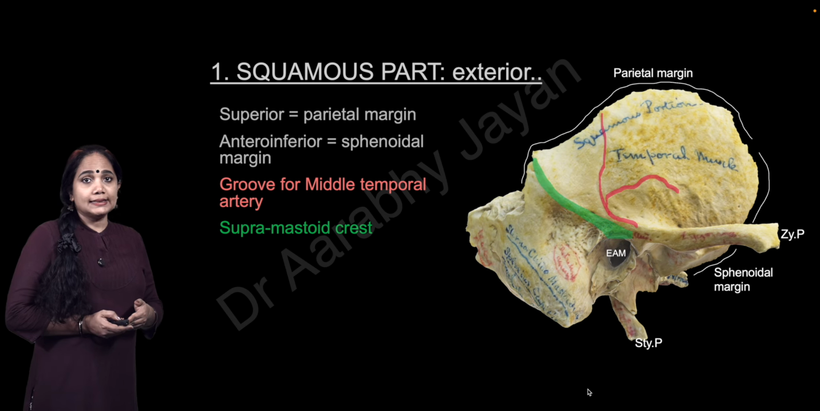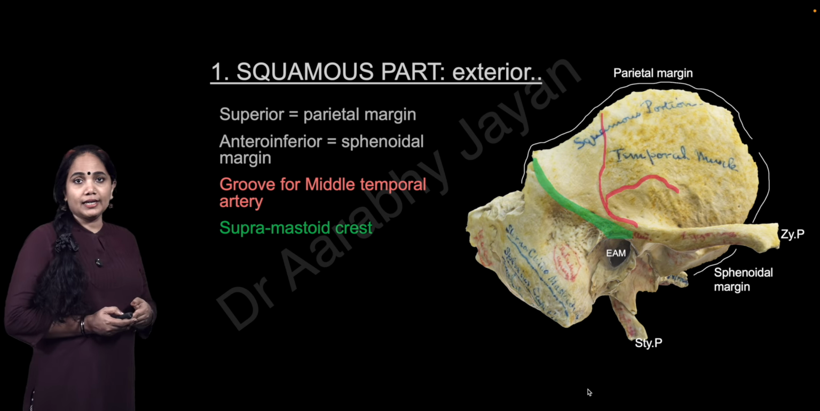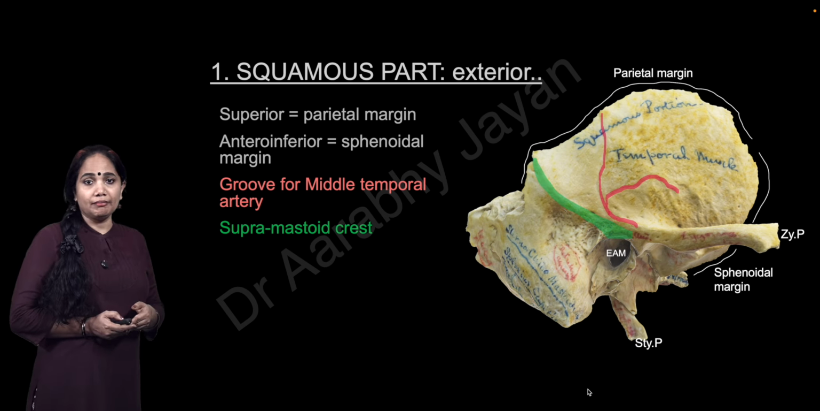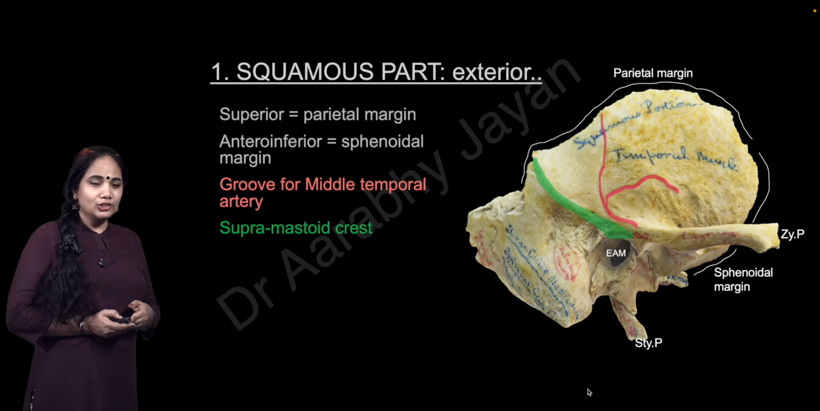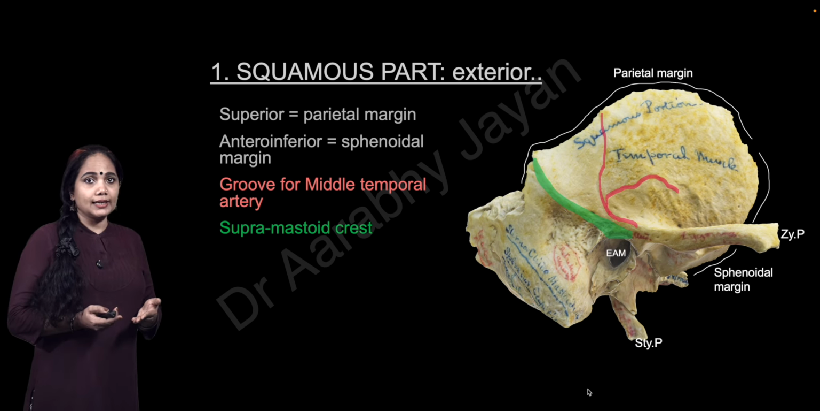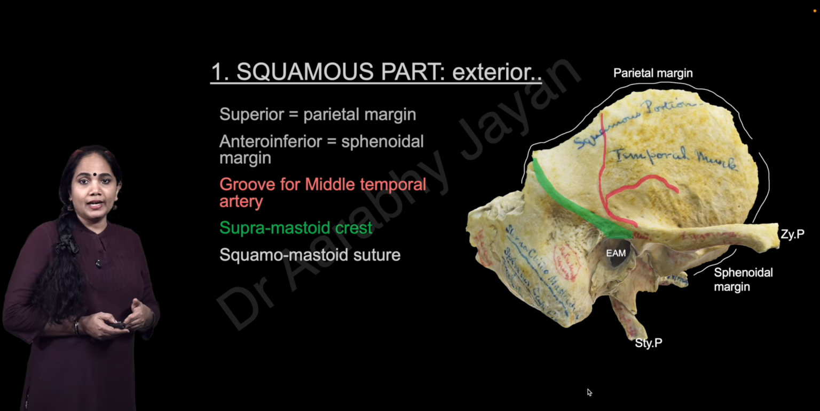The temporal fossa is limited inferiorly by this crest, which is the supramastoid crest. But the actual boundary between the squamous part and the mastoid part lies 1.25 centimeters below the supramastoid crest, and this suture is called the squamomastoid suture.